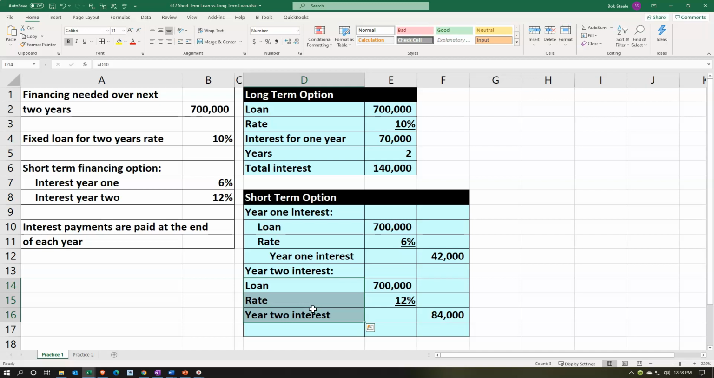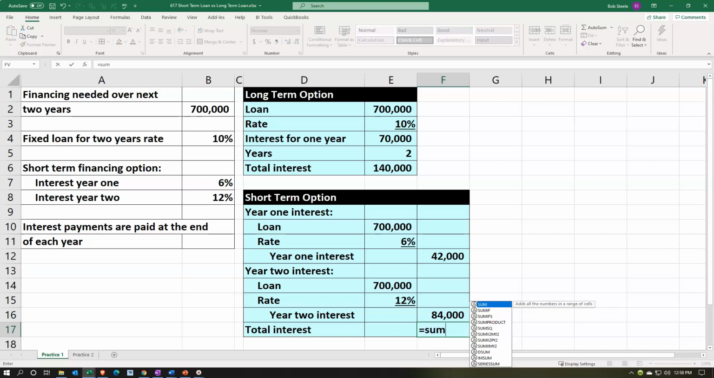But in any case, selecting these, home tab, alignment, increase the indenting. Select this item, home tab, alignment, increase the indenting, and then we'll pick up the interest. Let's make it the total interest in the outer column, which now equals the sum of the outer column.